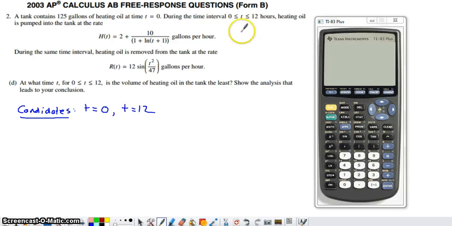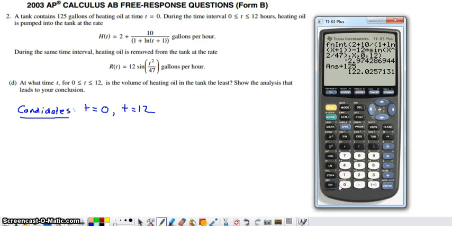And if we want to know when the heating oil in the tank is the least, we're also going to need to figure out the end of any time frames where the rate at which heating oil leaves is above the rate at which it enters. I think I said water, I meant to say heating oil.